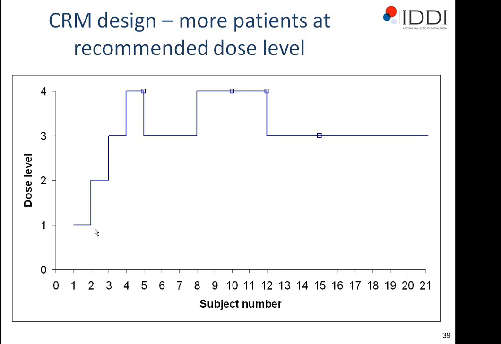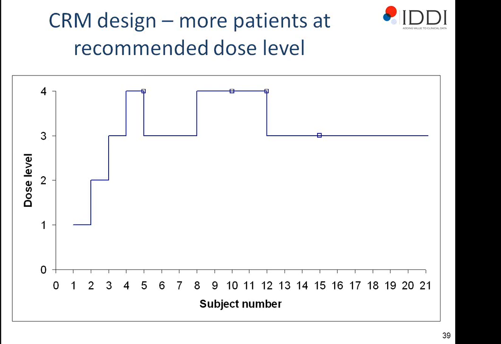This is an illustration of this feature of the CRM design, that more patients are put on at the recommended dose level. This is a classical CRM with 1 patient assigned to each dose, and we start, let's say, with 4 dose levels. You would increase in the first 3 patients to the 3rd dose level, then to the 4th level, and if it appeared that the 4th patient would experience DLT, the model might indicate that you need to go one dose level down.